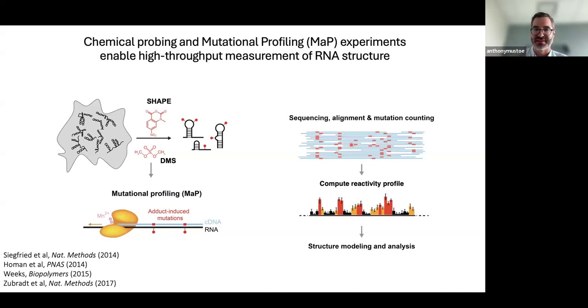We can then sequence these data, look for where these mutations occur, and then compute a reactivity profile in the traditional way of analyzing these data, where highly reactive nucleotides often are shown in red, and we can infer our single-stranded, and lowly reactive nucleotides shown here in black. We can infer our base paired. And we can use this data directly for analysis, or we can use it to do structure modeling.